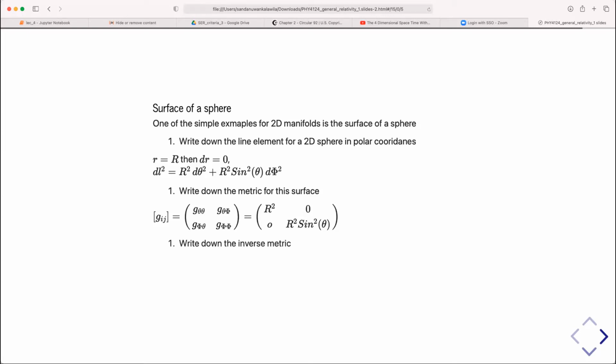The next one is to write down the inverse metric. Be careful with the notation. You have g lower ij, and when you change it to the inverse metric, you write it with superscripts, g upper ij. Since you only have the diagonal elements, you just need to take the reciprocal of each element, which will give you the inverse metric.